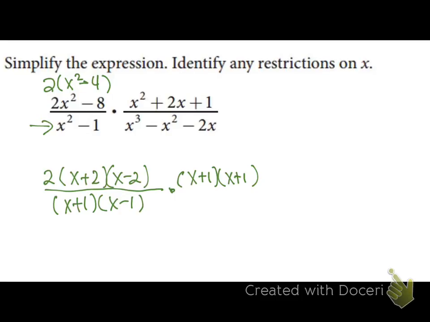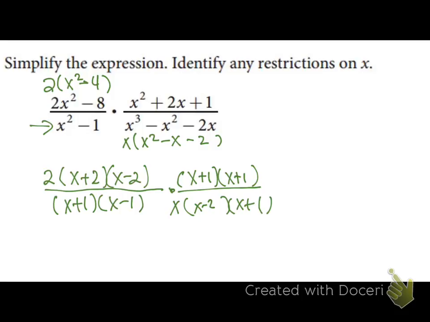The denominator, the x cubed minus the x squared minus the 2x. What do we need to do here? Pull out the x, the greatest common factor. So that would leave us with x squared minus x minus 2. And then that would be factored. Bring down your x. And then what were you able to factor that one into? X minus 2, x plus 1.